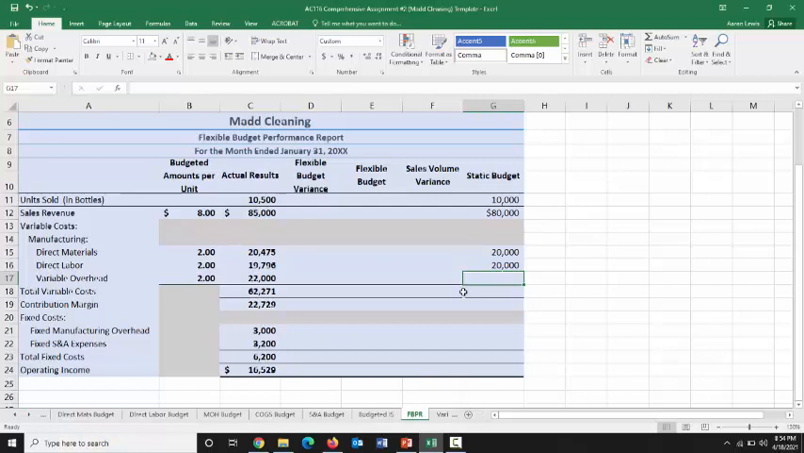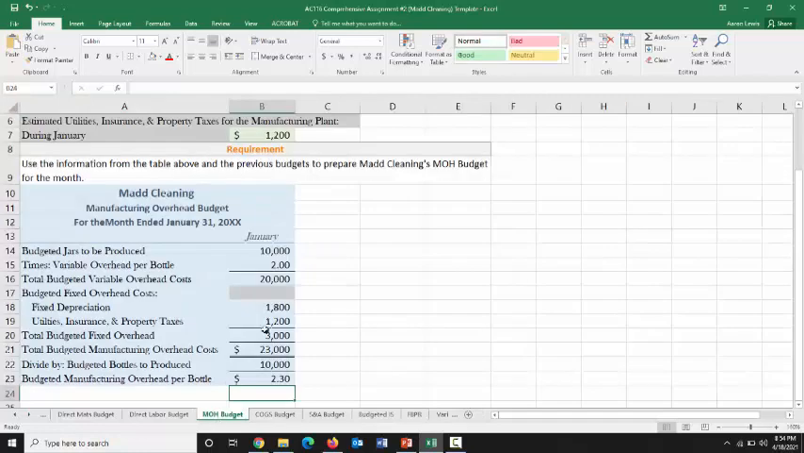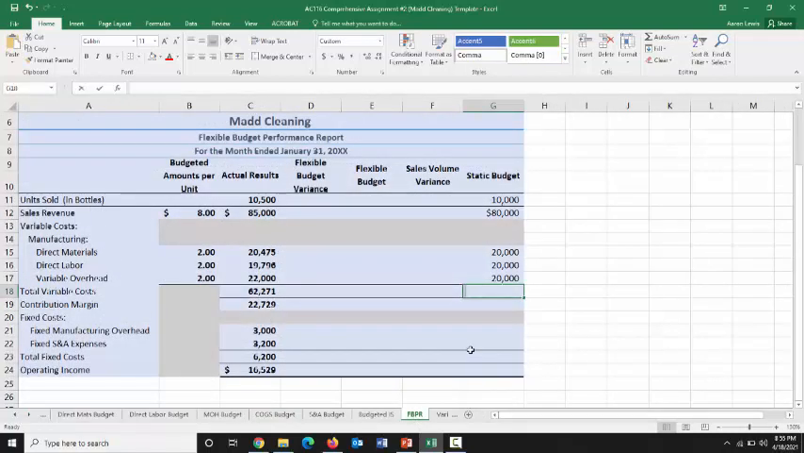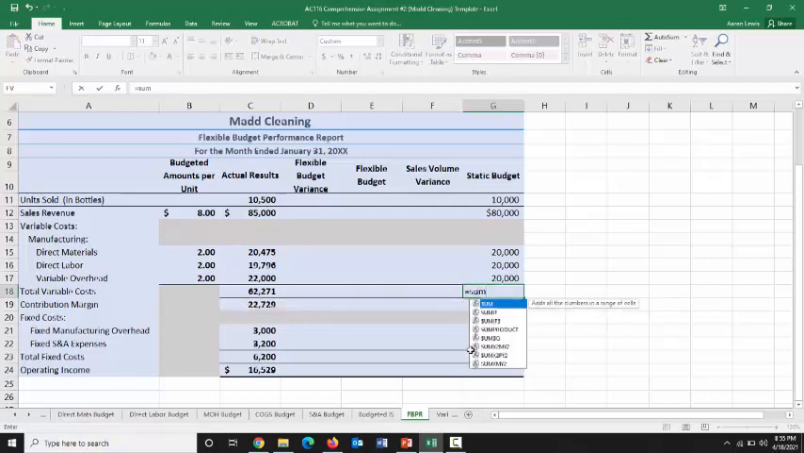For our variable overhead, to make those 10,000 units, also at a rate of $2 per unit, we would have spent $20,000 in variable overhead costs. Let's go to our manufacturing overhead budget and see if that number jives. Right there, our total budgeted variable overhead costs were $20,000, which means that in total, our total variable costs of production were the costs of materials, labor, and overhead.